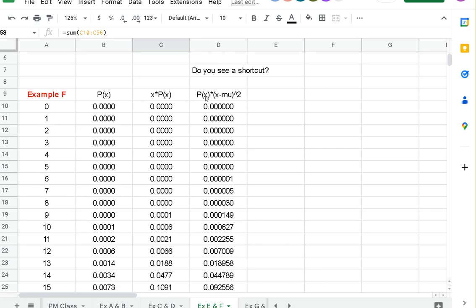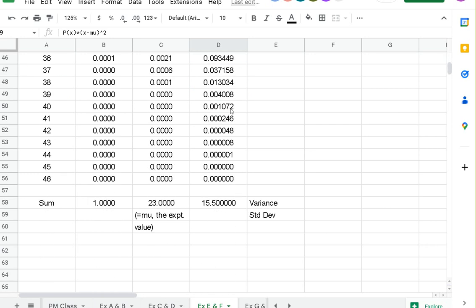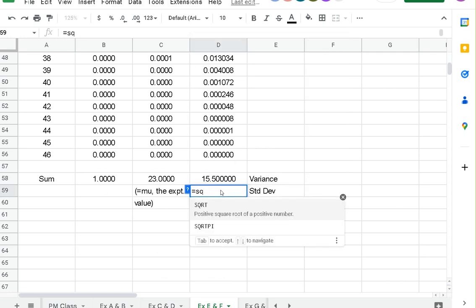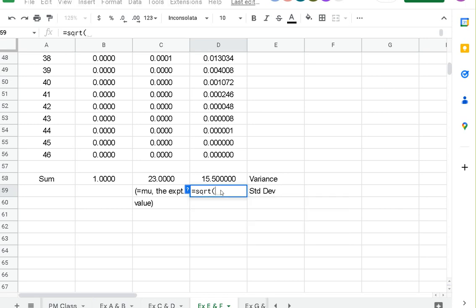To find the standard deviation, you first had to find the variance through this calculation. You took p of x times x minus mu, squared it, added all that up, and that gave me the variance. And then I need to find the standard deviation. How do I find the standard deviation once I've got the variance? Square root of the variance. Yeah, it's the square root of the variance. So I could do equals SQRT of this, and bam.